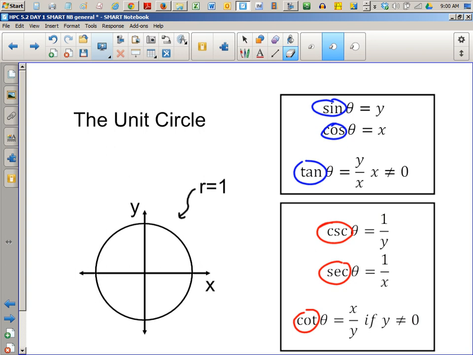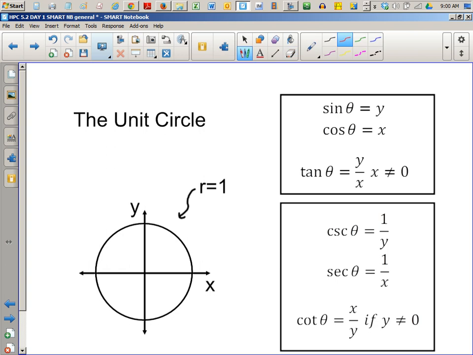Okay? So what does this have to do with triangles? Well, here's the basic idea. Let's say that you pick any random point on the circle, okay? And just so you know, we always start here. This is called the initial ray. We always make the initial ray the positive x-axis. So we always start here, and we call this basically 0 degrees.